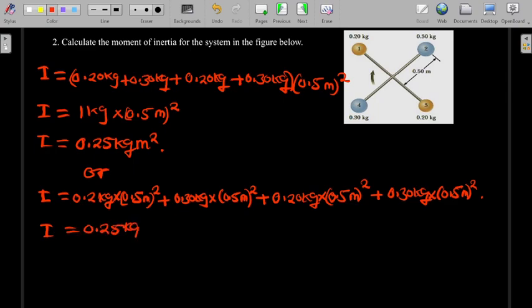0.25 kg meter squared. So that becomes the answer.